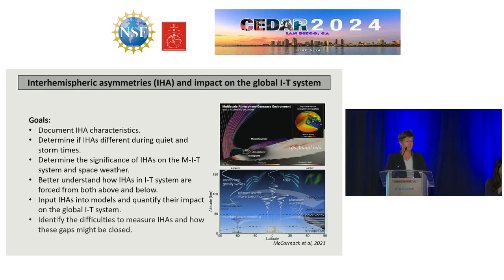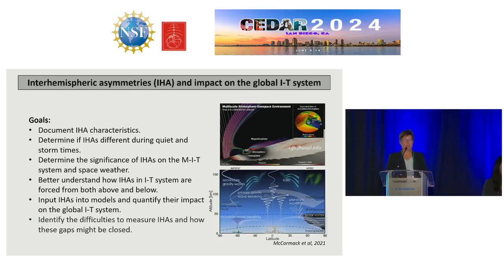The goals of the Grand Challenge have been to document, first and foremost, the interhemispheric asymmetry characteristics. When do they occur? What latitudes? What local times? What seasons? In what phenomena? Determine if the interhemispheric asymmetries are different during quiet and storm times. Determine their significance on the magnetosphere, ionosphere, thermosphere system and space weather. Better understand how they're forced from both above and below. Input interhemispheric asymmetries into models and quantify their impacts. And then identify difficulties to measure interhemispheric asymmetries and how these gaps might be closed.